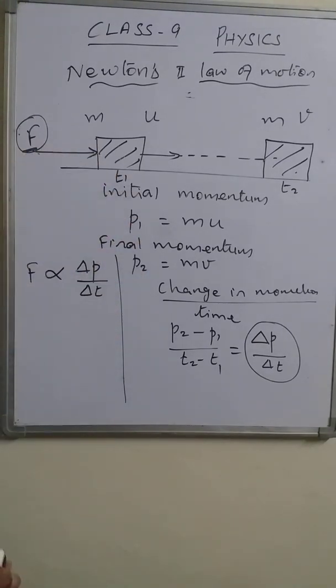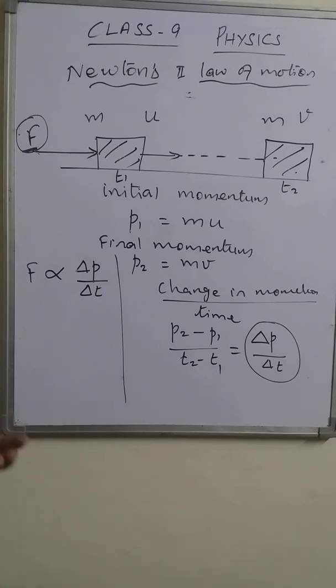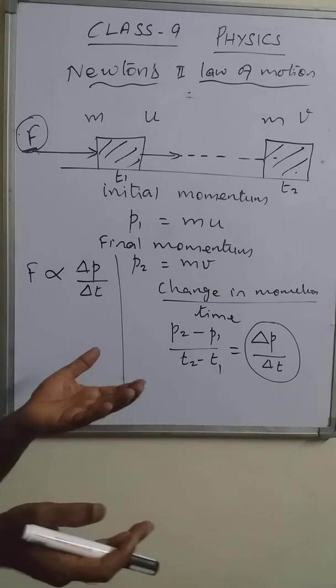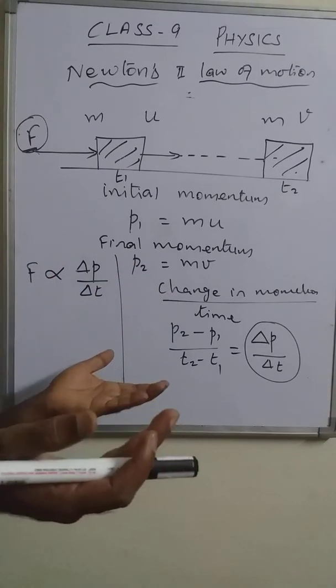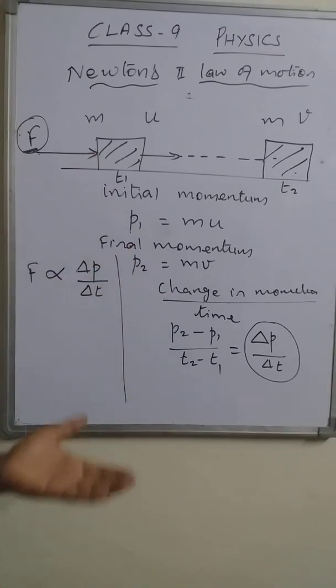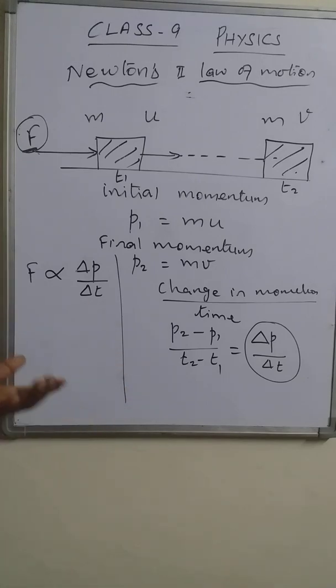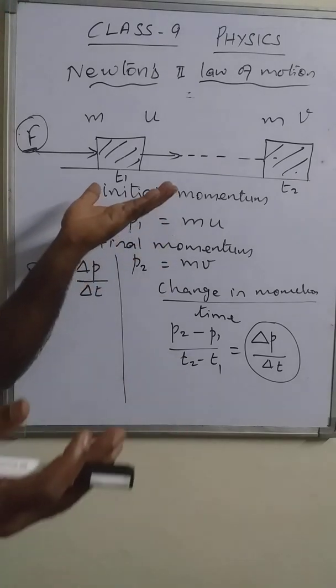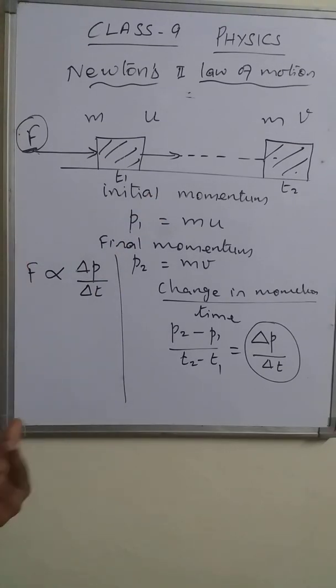In class 8, you could have studied about direct variation and inverse variation. Direct variation means if two quantities, if one quantity increases, another also increases. We say they are directly varying. And in physics, in mathematics also, we say they are directly proportional to each other. If one quantity increases and another decreases, then they are inversely proportional.